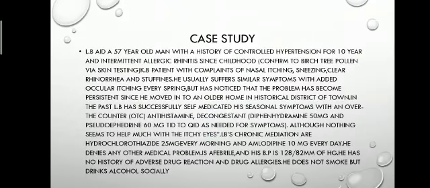Case study: the LB patient, a 57-year-old man with a history of controlled hypertension for 10 years and intermittent allergic rhinitis since childhood. Skin testing confirmed that he has a bush tree pollen associated allergy. The LB patient has complaints of nasal itching, sneezing, stiffness, etc. He usually suffers symptoms with ocular itching, most probably during spring. He also noticed that the problems became more persistent when he shifted to an older home.